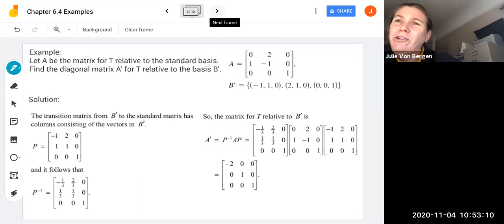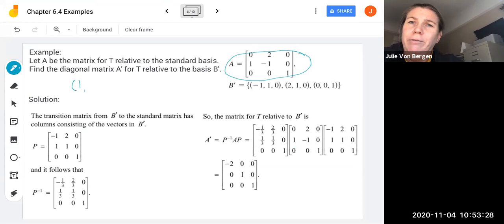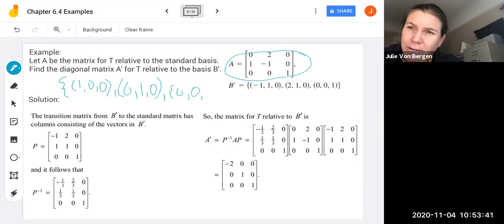So let's take a look now at two examples. In our first example here, we're going to let A be the matrix for T relative to the standard basis. Here's our matrix A right here. Since we are in R3, our standard basis is good old (1, 0, 0), (0, 1, 0), which we call e1, e2, e3, and (0, 0, 1).